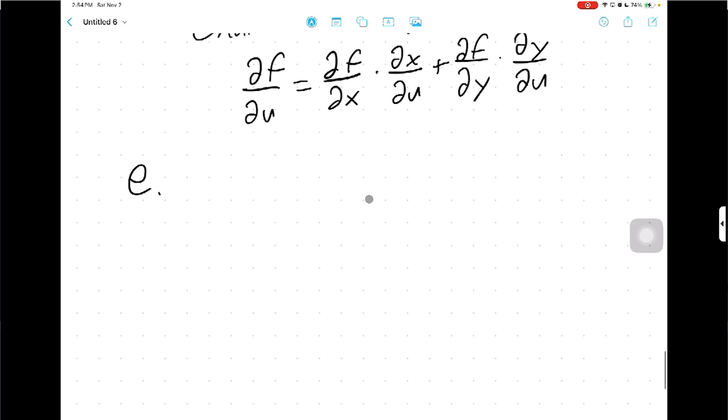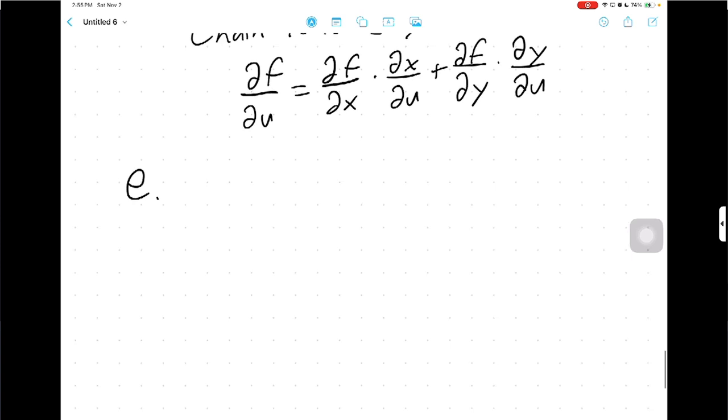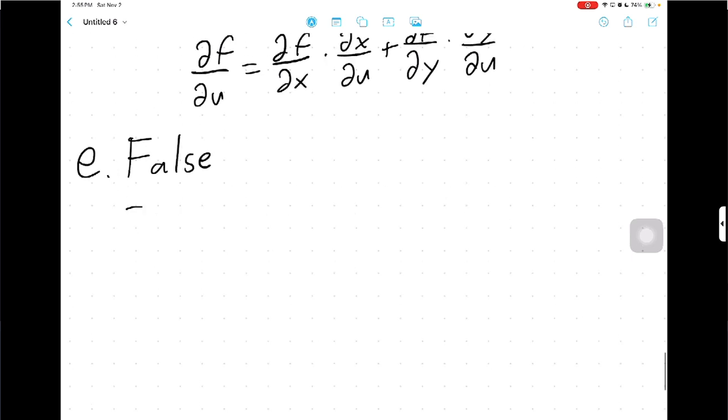E. Consider a function g of xy that is differentiable on a closed bounded region. True or false? The global maximum of g over D is always at a point such that the partial derivative of g with respect to x is equal to 0 and the partial derivative of g with respect to y is 0. This one is going to be false. And to show why, I am going to show a counterexample.